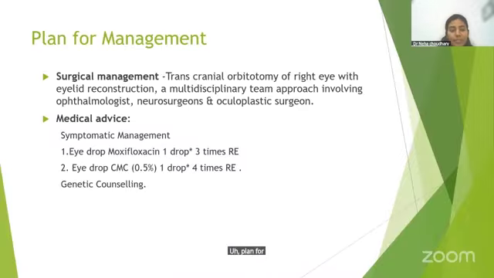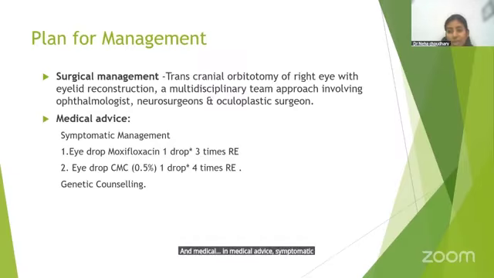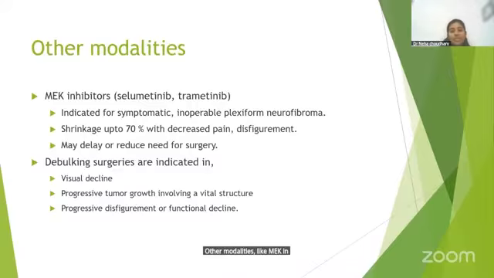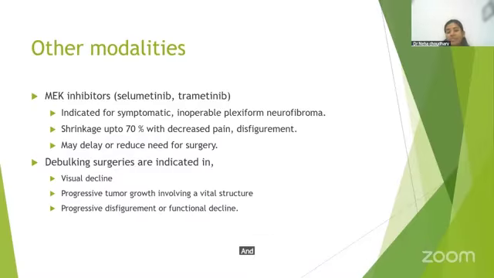Plan for management, surgical management: transcranial orbitotomy of right eye with eyelid reconstruction, a multidisciplinary team approach involving the ophthalmologist, neurosurgeon, and oculoplastic surgeon, and medical advice, symptomatic management was done, and genetic counseling was also done. Other modalities like MEK inhibitors, selumetinib and trametinib can be given, which is indicated in symptomatic inoperable plexiform neurofibroma, and it can cause shrinkage of up to 70% of tumor and may delay and reduce need for surgery.